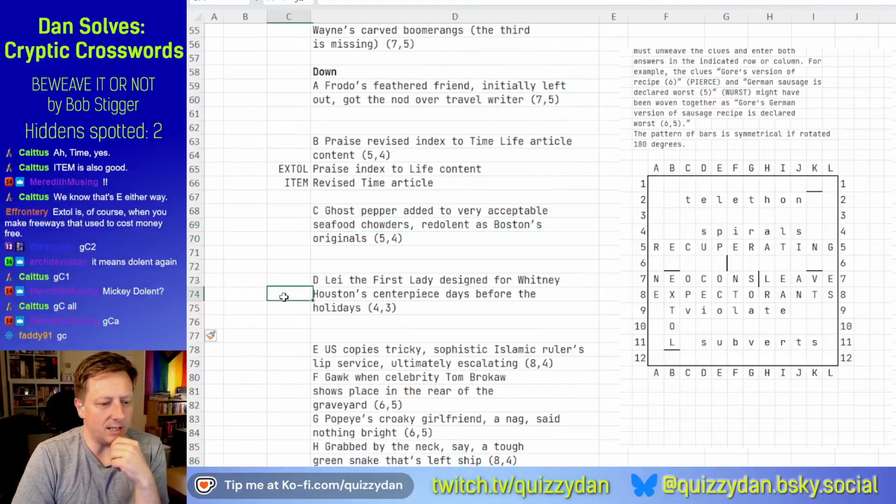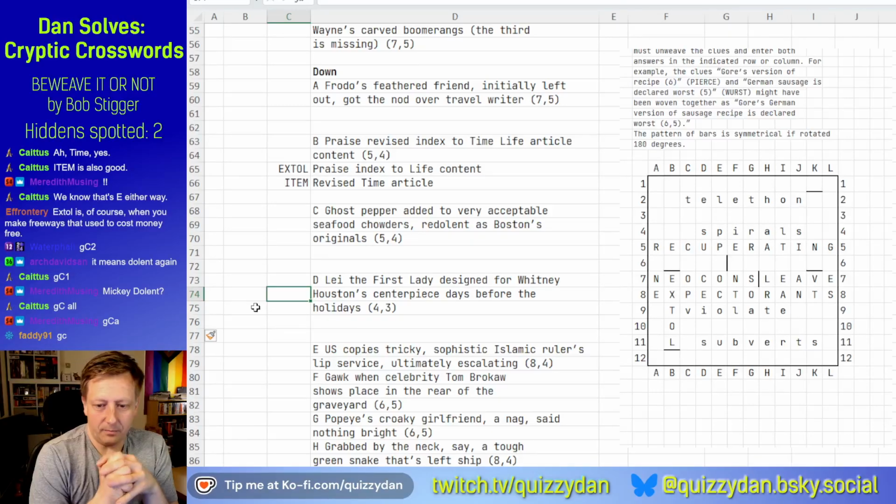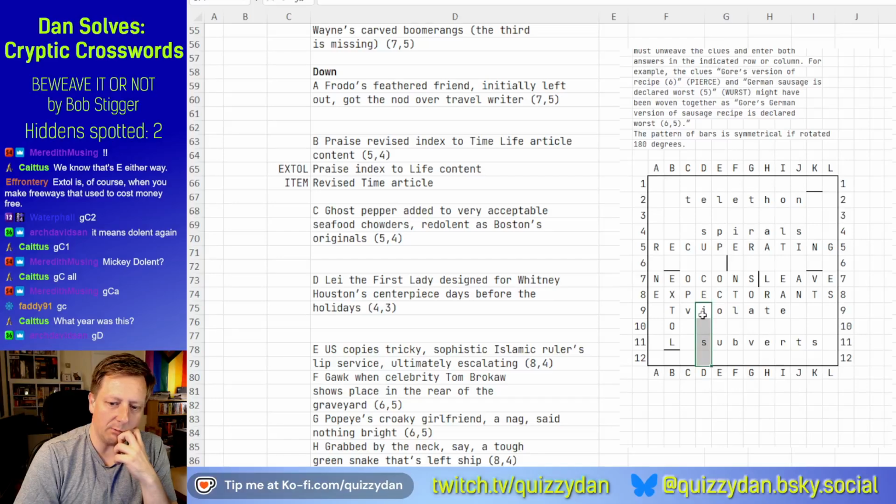Lay the First Lady, designed for Whitney Houston's centerpiece, days before the holidays. Okay. Days before the holidays are Eve's. So that must be one of them. I could go here. Can't go there, actually, because we couldn't fit telethon in with the V. So it would have to go here, and it would work with the violate, you know, for Eve's. So I'd be very happy with Eve's.